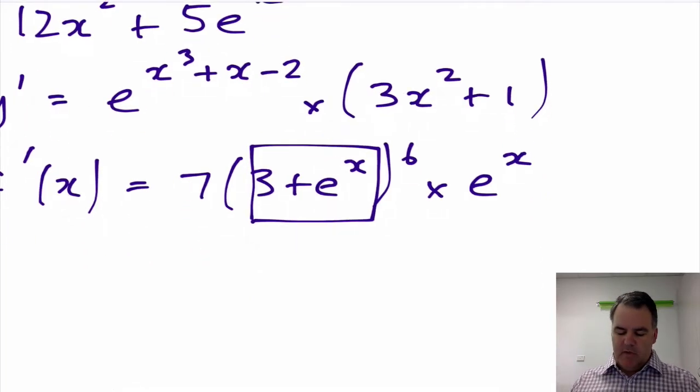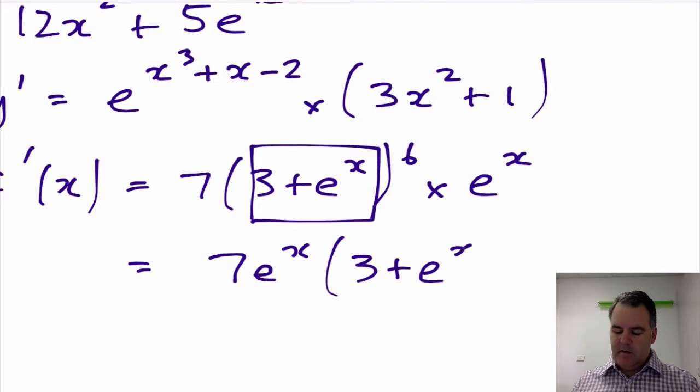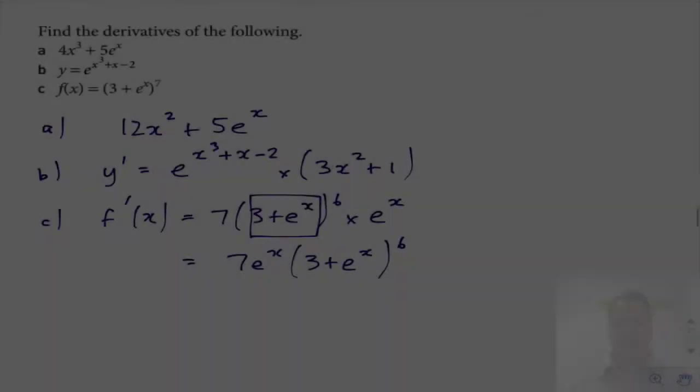Simple. And I could tidy this up a bit and say 7 e to the x, (3 plus e to the x) to the power of 6. There we go. There's the derivative of that one.